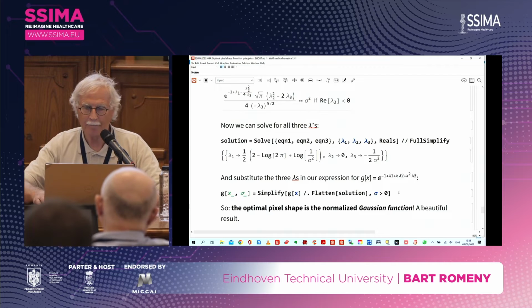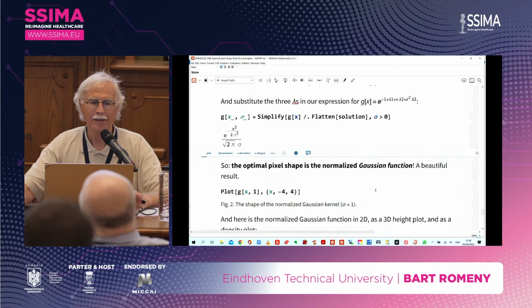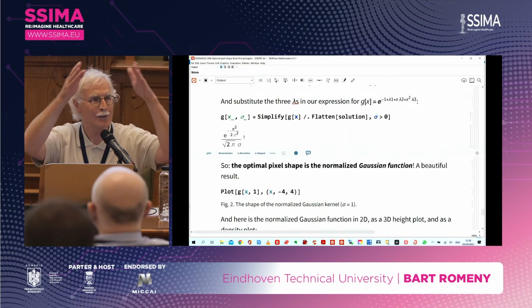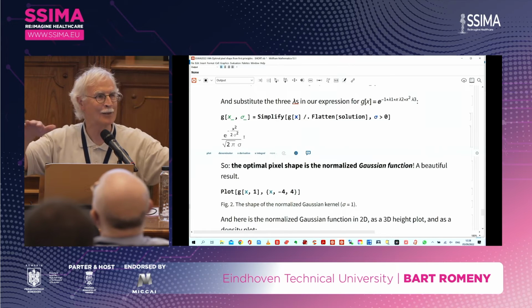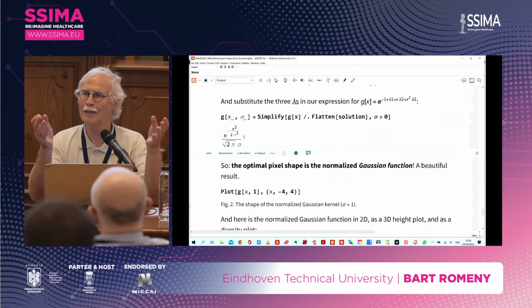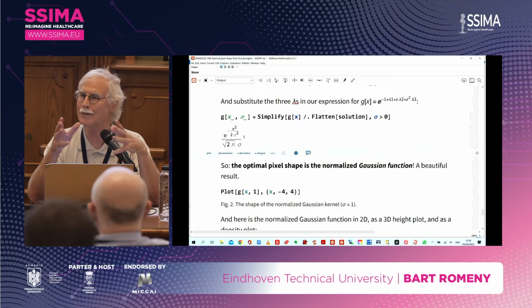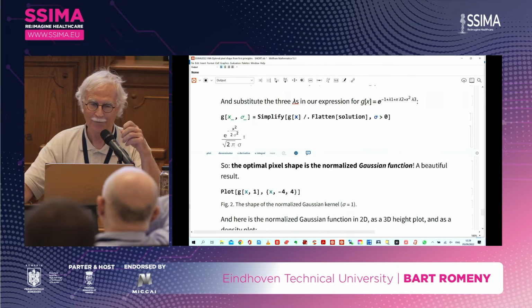And there we go. Hey, this function for physicists is very famous. This is the Gaussian function. This is exactly the function that I expected, more or less. But now I know it is the unique solution. It's the only solution. There are no other functions. This is the one. This is the best pixel. So we should forget about square pixels and only use this one.